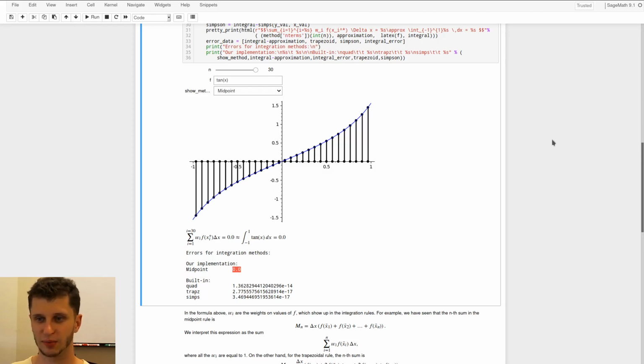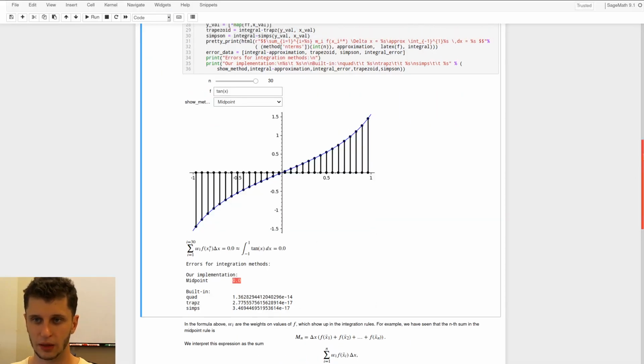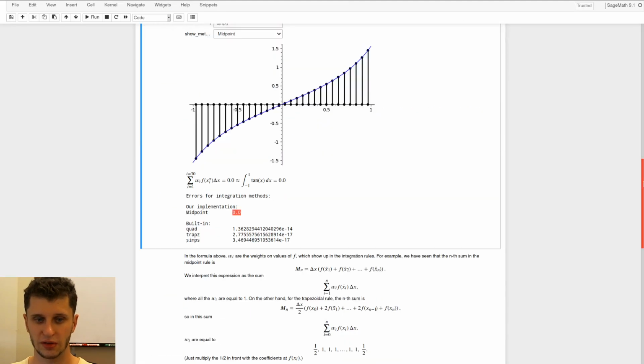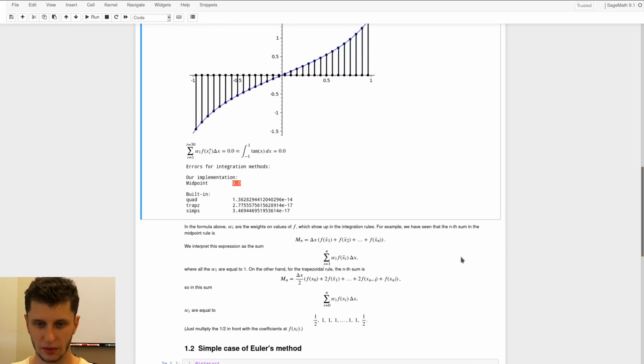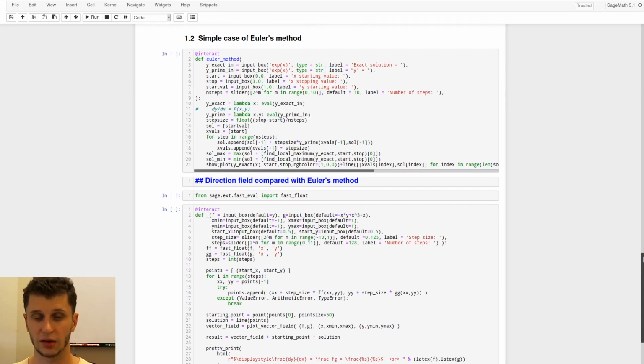So yeah, if you want to play with this notebook further, you can download your own copy of SageMath and then load this notebook into the system. There are some further comments about how the coefficients here are determined from the formulas for approximate integration rules. And there is some additional code that concerns Euler's method. Euler's method is an approximate method for solving differential equations, and that is something that we want to discuss next.